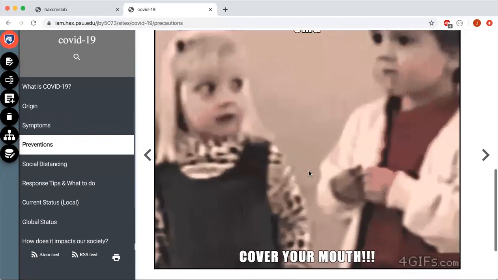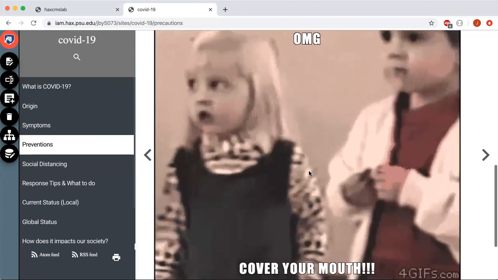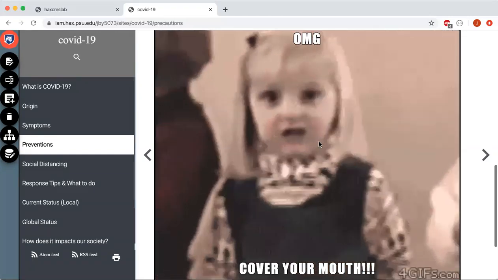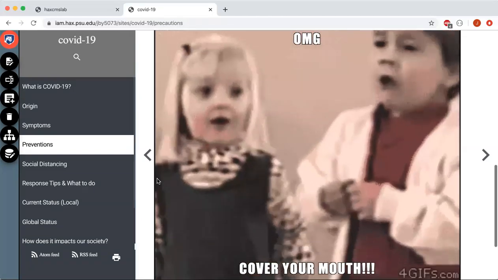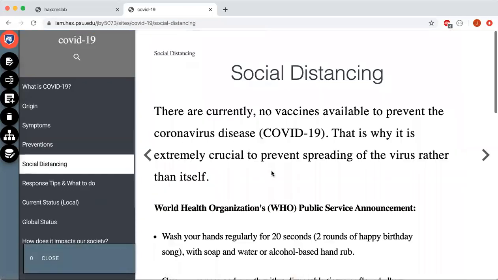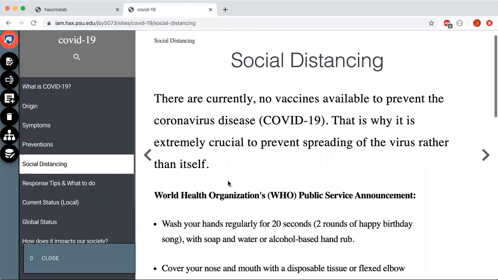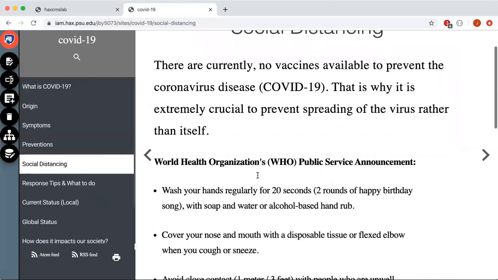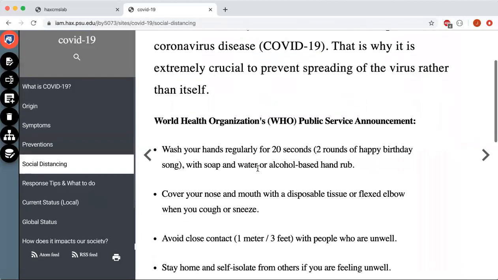And this was a little meme I created. It says to cover your mouth. Social distancing is extremely important in coronavirus prevention because this is the only way currently of preventing the disease itself.